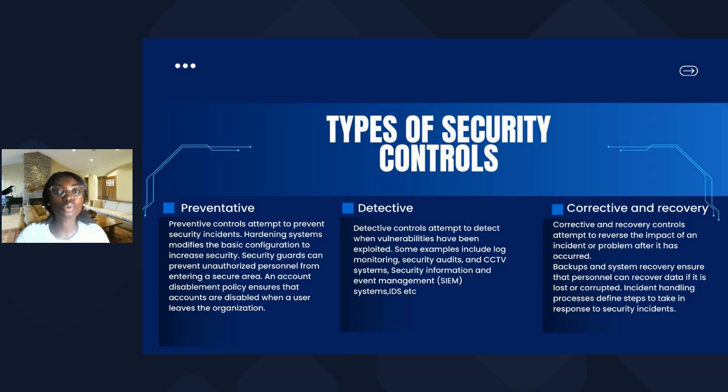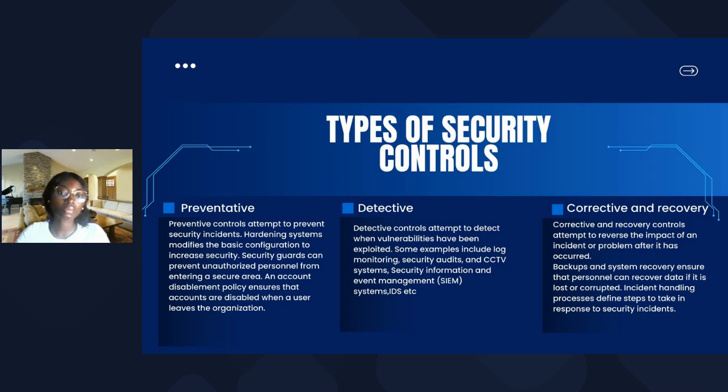Another example of preventive control is IPS, intrusion prevention system. This can also be considered a technical control as well as a preventive control, right? Because it is a technology, it is a technical kind of control, but it falls under preventive because what it does is help you block malicious traffic before it even reaches your network, right? And it has been able to successfully prevent a security incident that might happen within your organization.